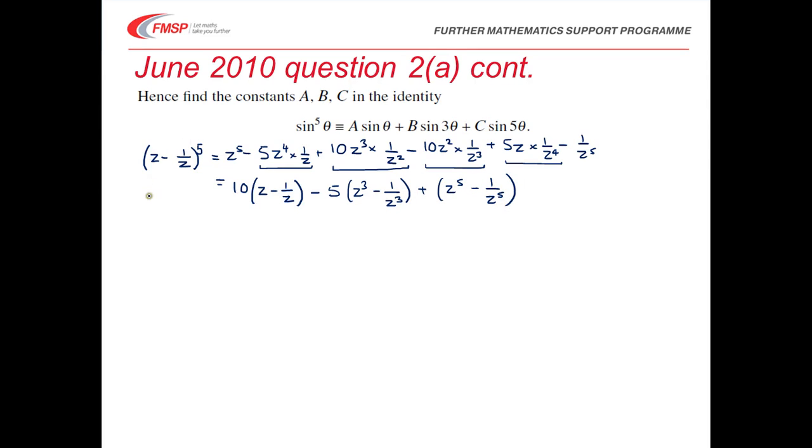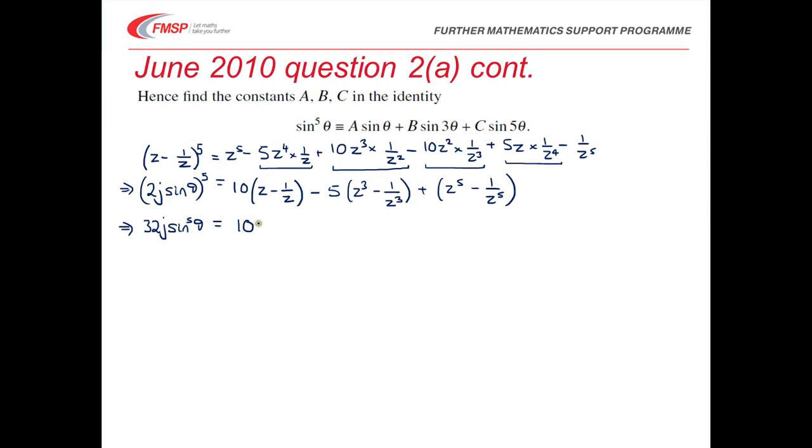The bit on the left from part 1 is (2j sine theta) all to the power 5. Okay. 2j sine theta to the 5. 2 to the 5 is 32. j to the 5 is j. Sine theta to the 5, sine to the 5 theta.